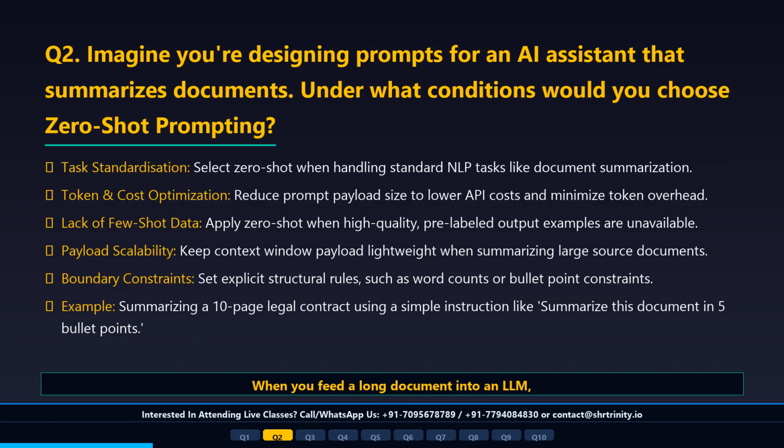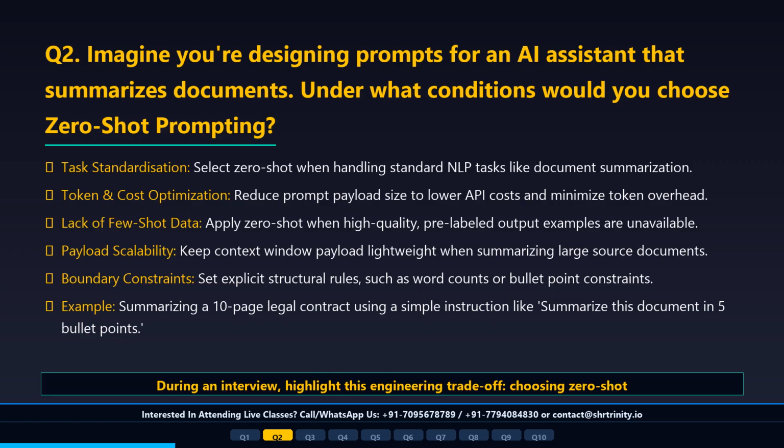When you feed a long document into an LLM, the source text itself consumes thousands of tokens. Adding multi-page reference summaries as few-shot examples would quickly hit context window boundaries and significantly increase cost. Instead, you supply the contract text alongside a structured zero-shot directive. Summarize this document in exactly 5 bullet points focusing on liability and termination clauses. The model processes the source text and abstracts the core legal clauses directly.